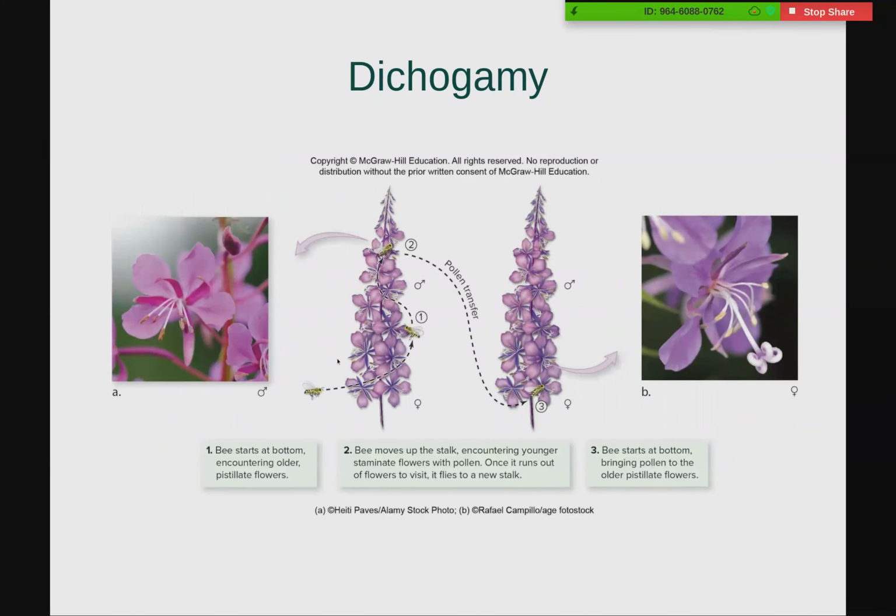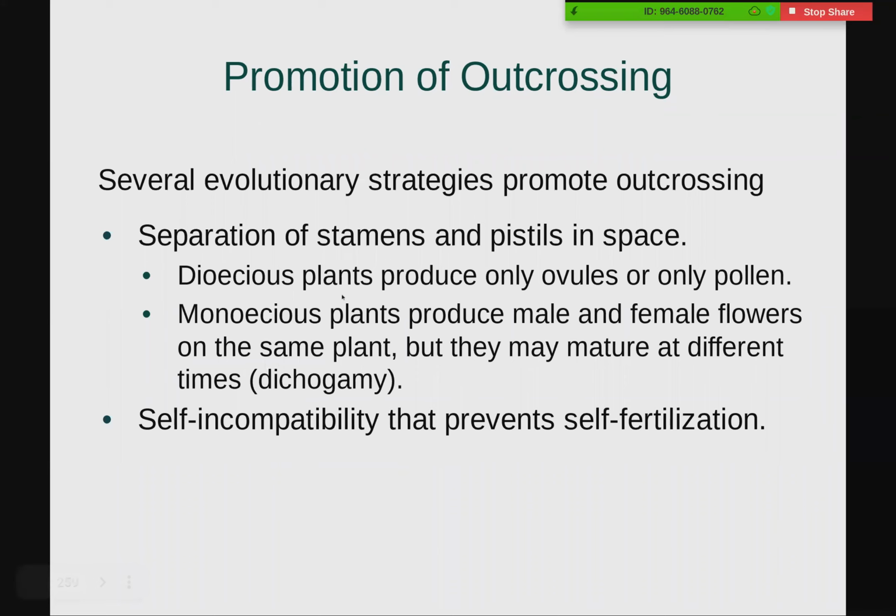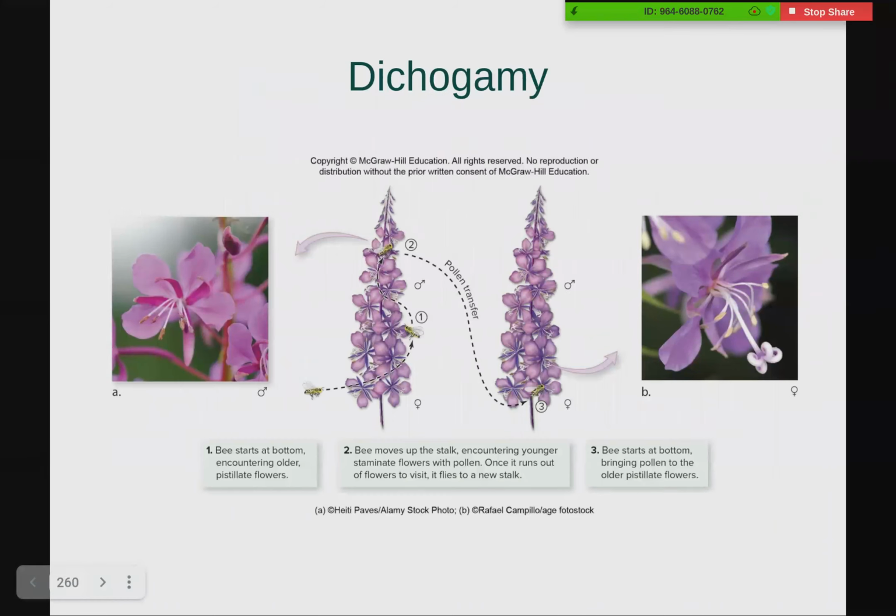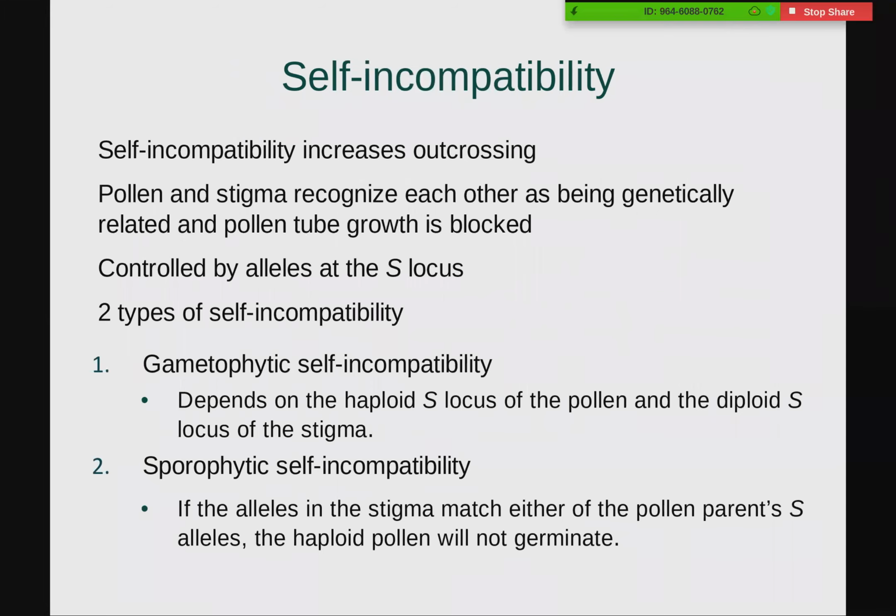And again, we can look at our dichogamy here. So this is our monoecious plants where we have a male flower and a female flower, and they have this sort of pollen transfer between them. It moves through physical space to have that pollen transfer, allowing this to occur. Now, there's also self-incompatibility, which also increases outcrossing.